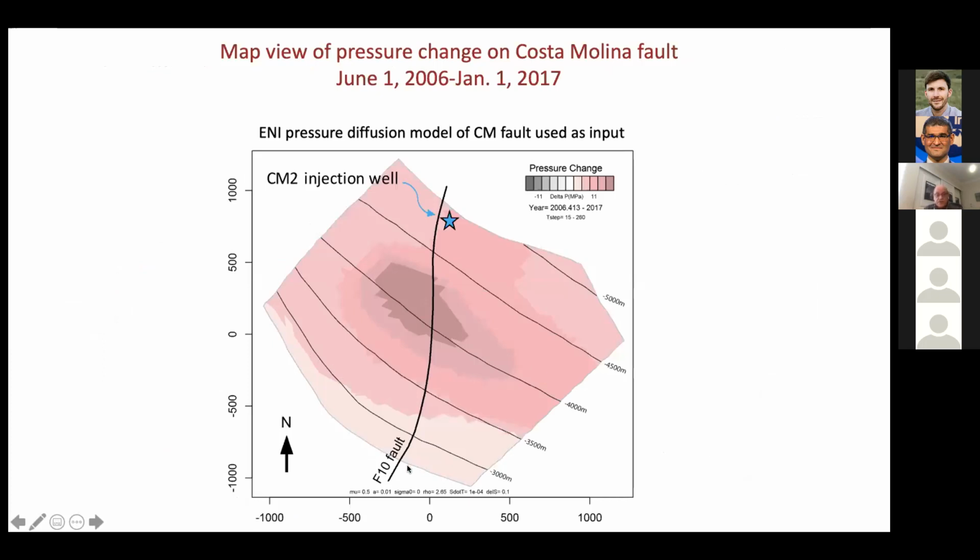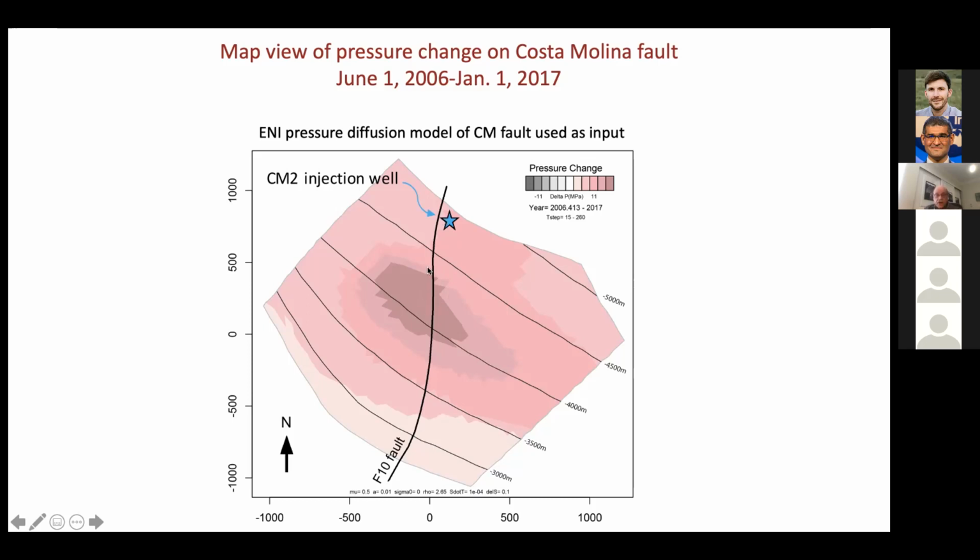The simulations that I'll show are based on the oil company's detailed pressure diffusion model of the Cosmolina faults. I did not do any of the fluid pressure calculations. This is the pressure change projected onto the fault from 2006, the start of injection, through 2017. And the injector well is located here.